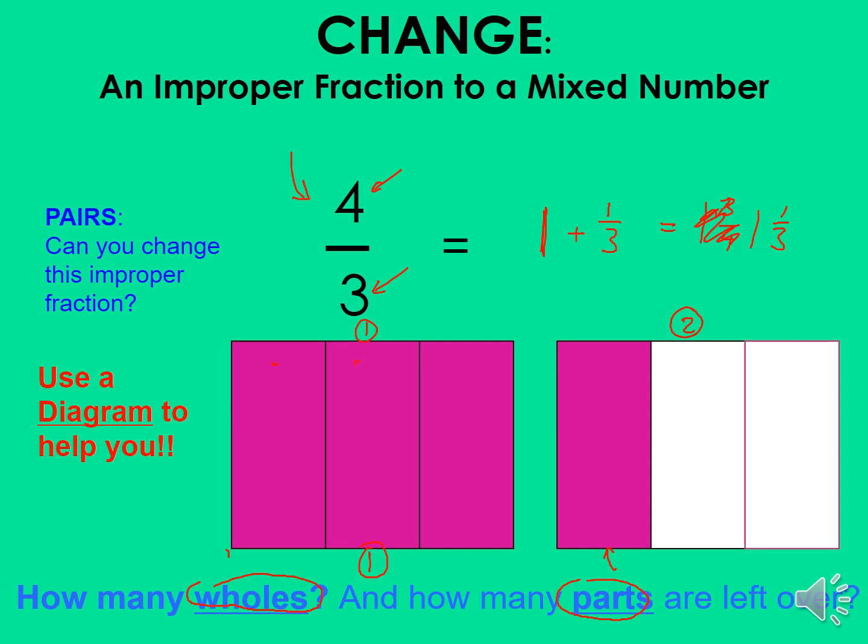So we can see just by using a diagram, it's really easy to spot how we convert between the two, because you can just think about it as 1, 2, 3, 4 parts, each of which is 1/3, or you can look at how many whole ones you've got and how many fractions you've got left over.